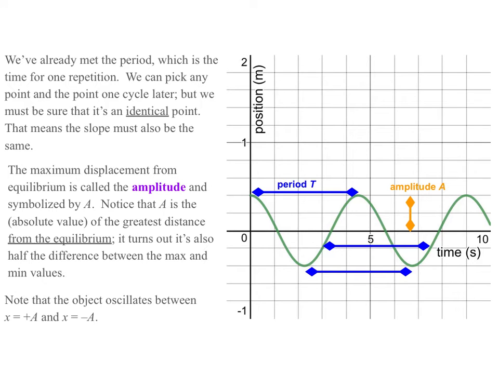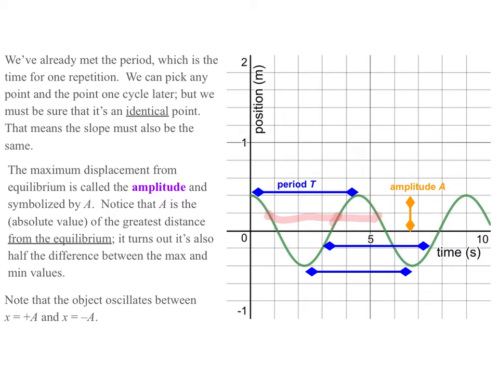We've already met the period, which is the time for repetition. We can pick any point and the point 1 cycle later, but we must make sure that's an identical point. If we go from here to the next value that has that, it's not identical because here the thing is decreasing, but here the cosine curve is increasing. So these are not the same point. We'd have to go all the way over to here and call that one period, which you can see is the same as all the other ones marked here.